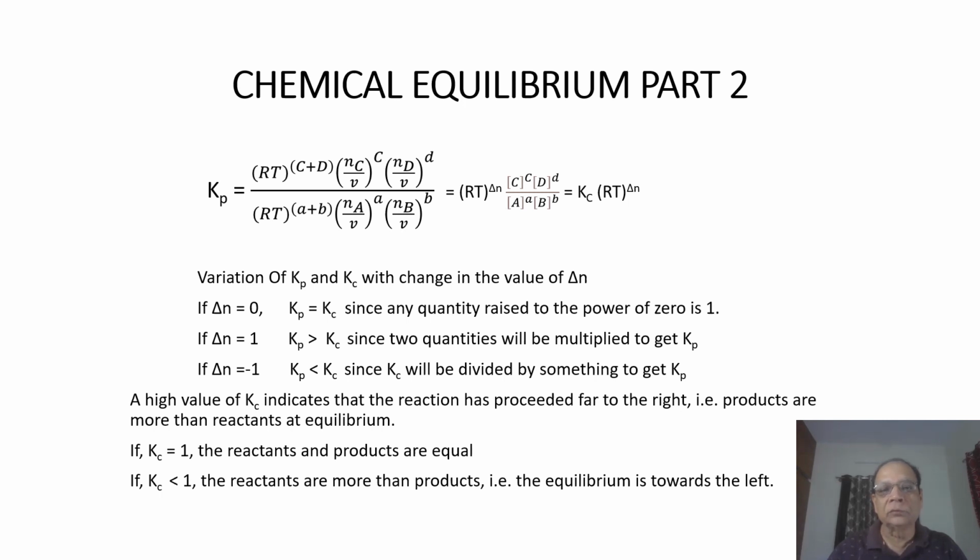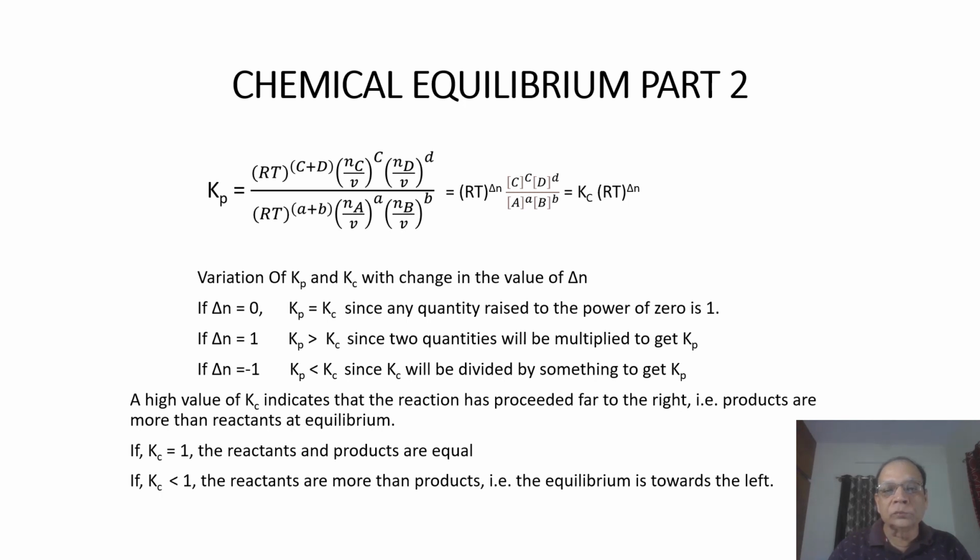multiplied with n, the number of moles of C divided by V raised to the power c, number of moles of D divided by the volume raised to the power d, divided by RT raised to the power a plus b, number of moles of A divided by volume, because concentration is nothing but moles divided by volume, raised to the power a, and number of moles of B divided by V raised to the power b, in the reaction mixture.